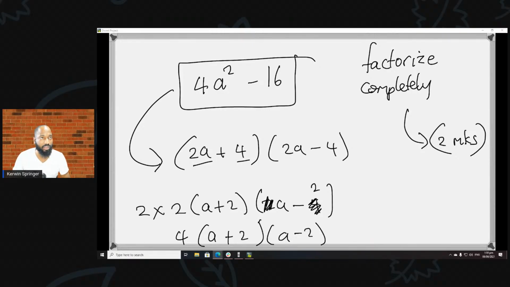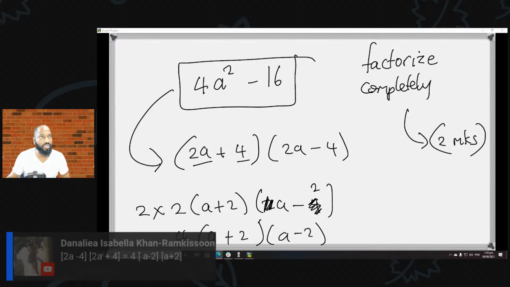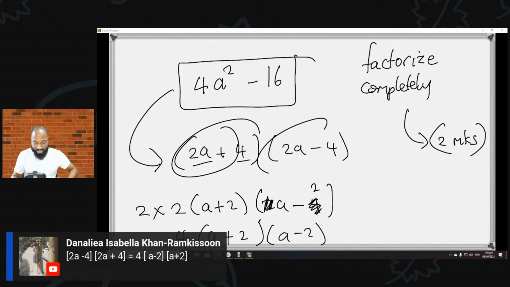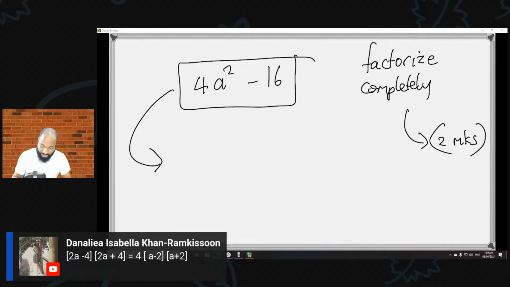And Isabella commented on the screen something similar to that here as well. So you have 2a minus 4, 2a plus 4. It's the same as if you take the 2 out of one binomial and the 2 out of the next binomial. And 2 by 2 is 4. But to me, I think the easiest way to explain this to the average math student is just take out the 4. A squared minus 4.